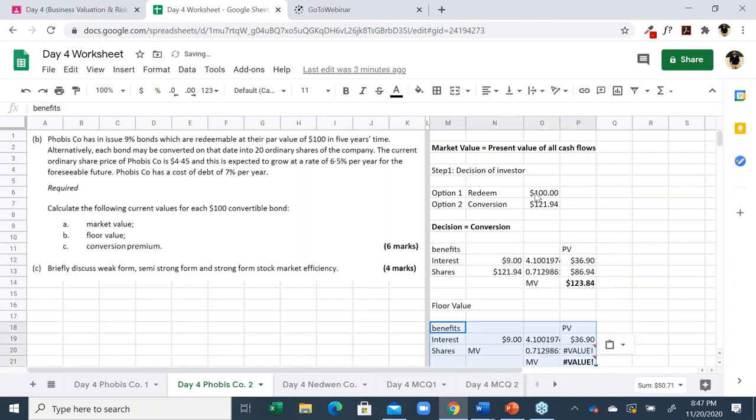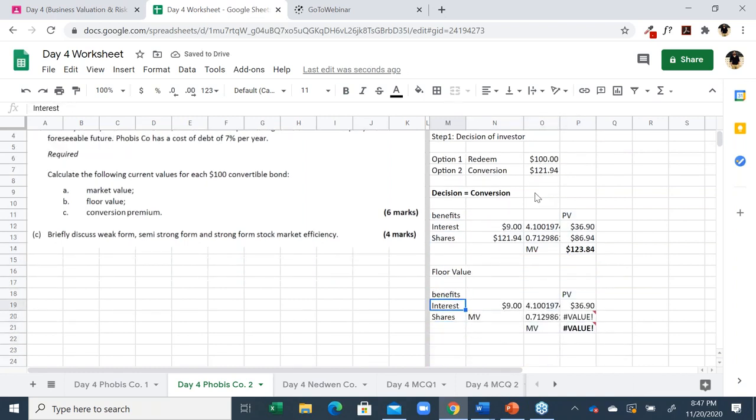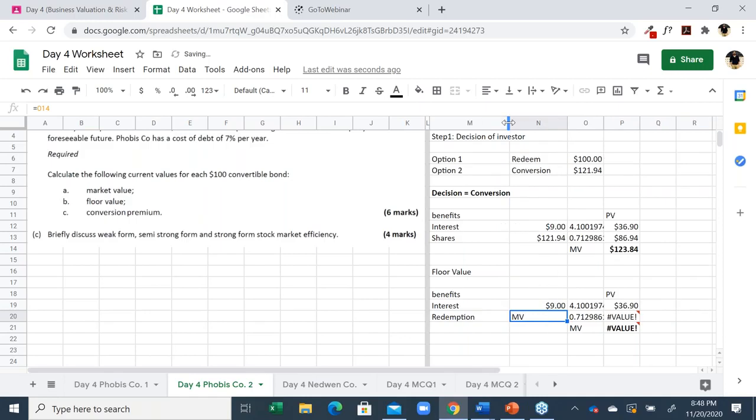So let me copy this. The interest will still be received, right? And this will have the same value. But let me assume that the worst situation will be that the company will be redeeming the bonds.